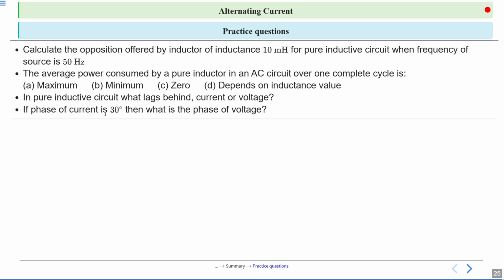If the phase of current at any instant is 30 degree, what is the phase of voltage? We know that phase difference between voltage and current is always pi by 2, which is 90 degree. So if phase of the current is 30 degree, what is the phase of voltage?